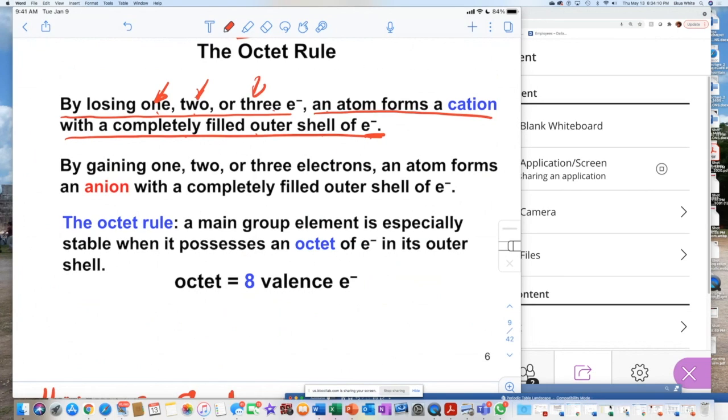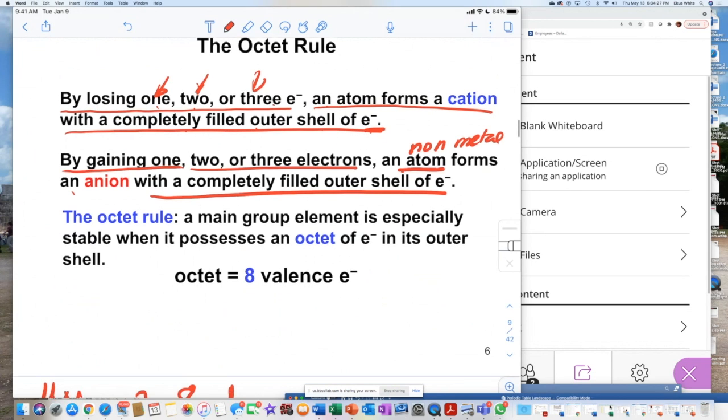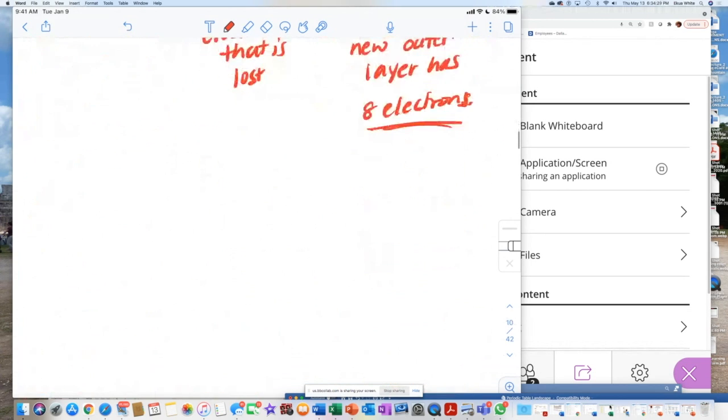The outer layer that comes out is actually full. And by gaining 1, 2, or 3 electrons, the other atom, remember the non-metal, can also end up with a completely filled outer shell of electrons. Once again, since I explained this for sodium, let me tell the story from the point of view of chlorine.